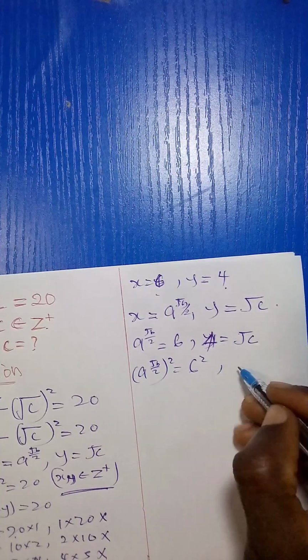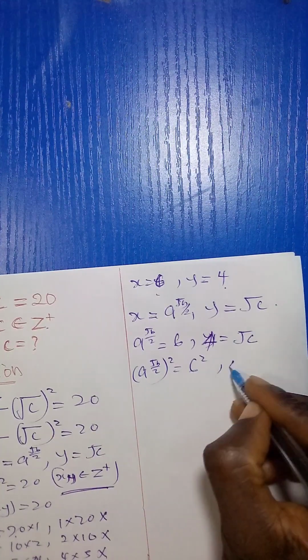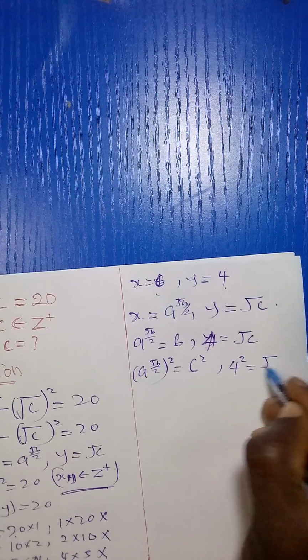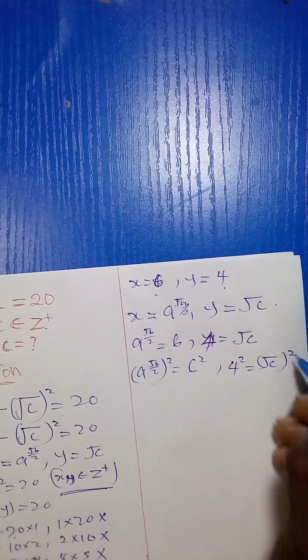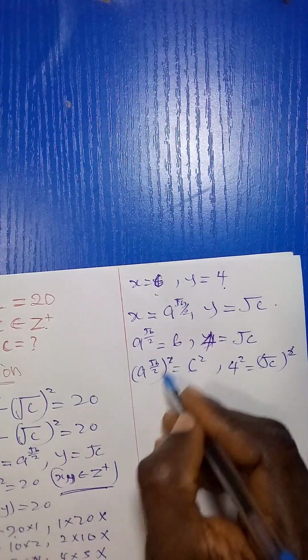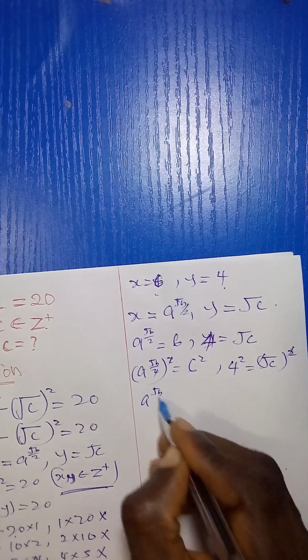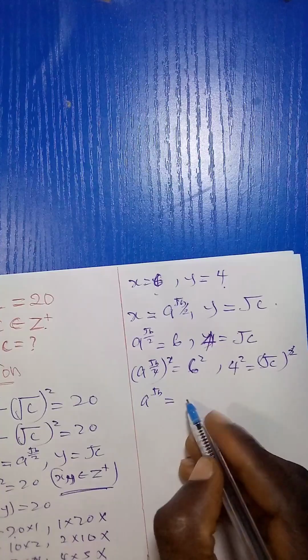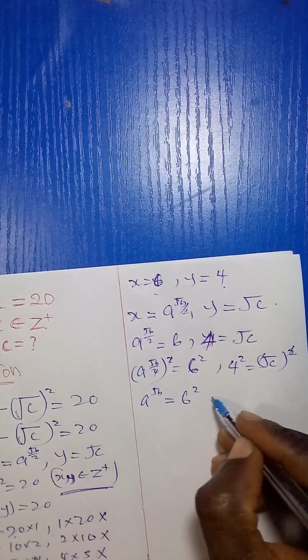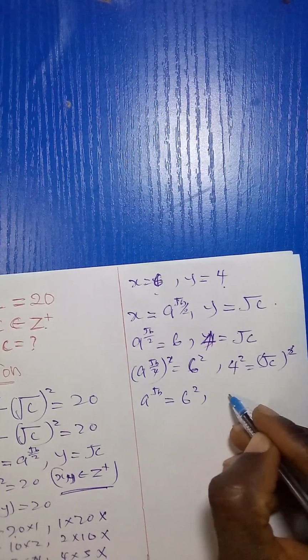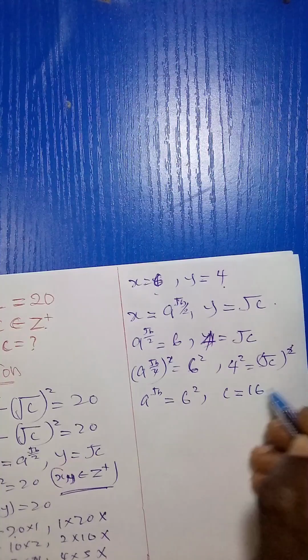I should also square this side, that is 4 squared is equal to the square root of c all squared, where this and this will cancel out, and this and this will cancel out. Then a raised to power square root of b is equal to 6 squared, and then 4 squared is 16, so c is equal to 16.